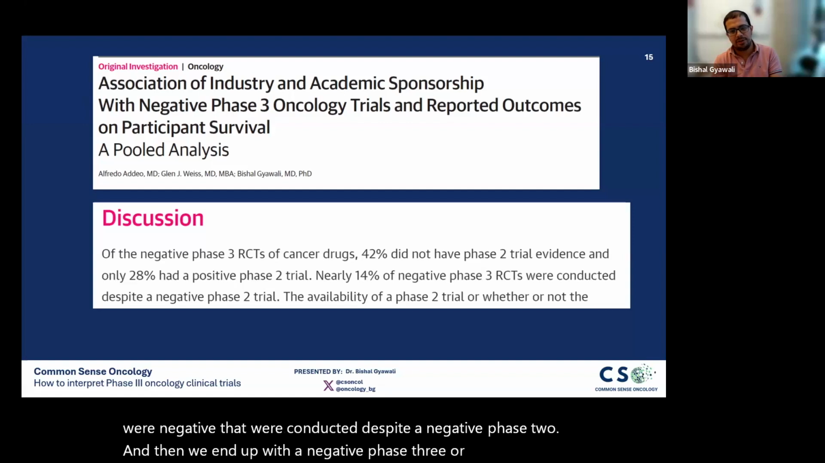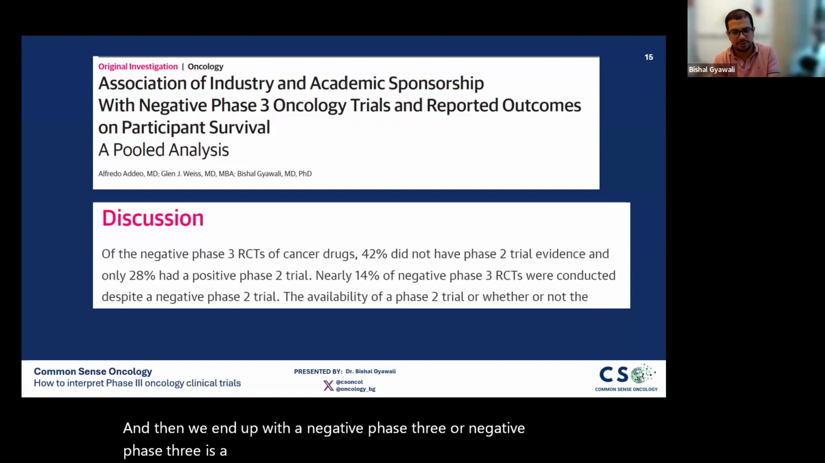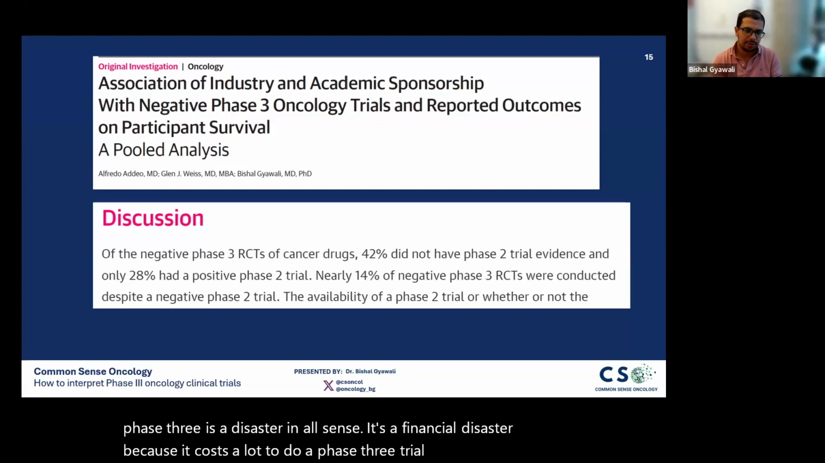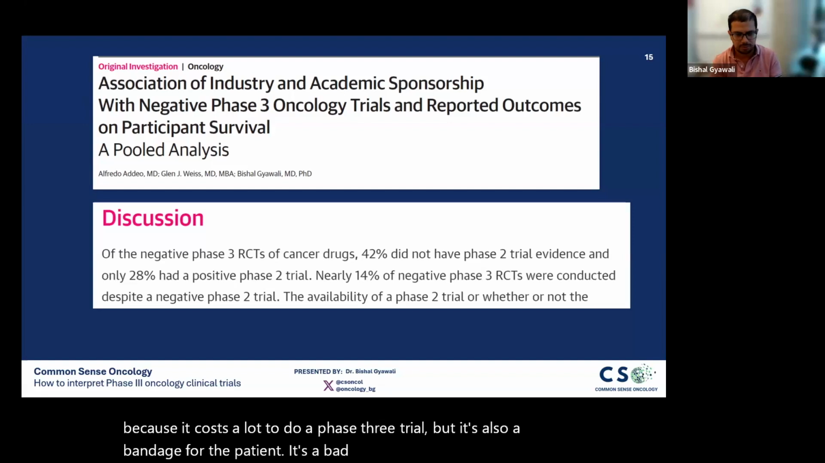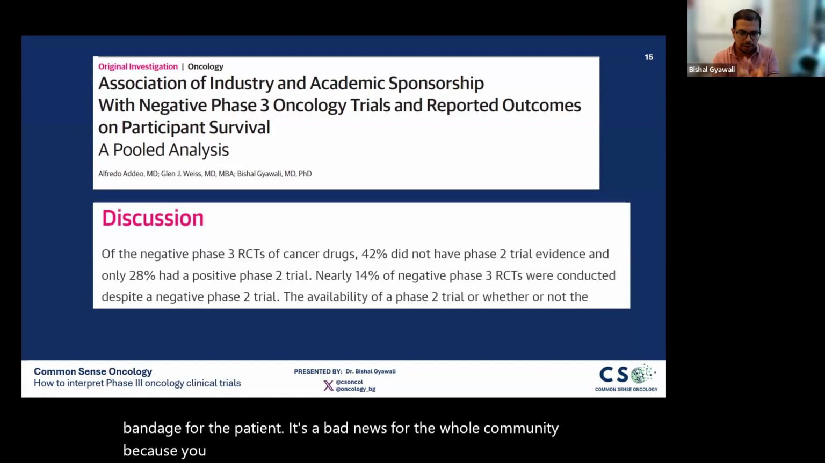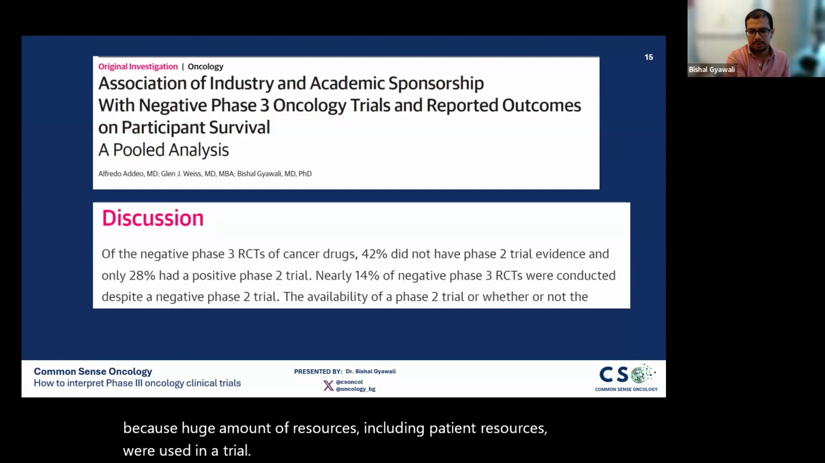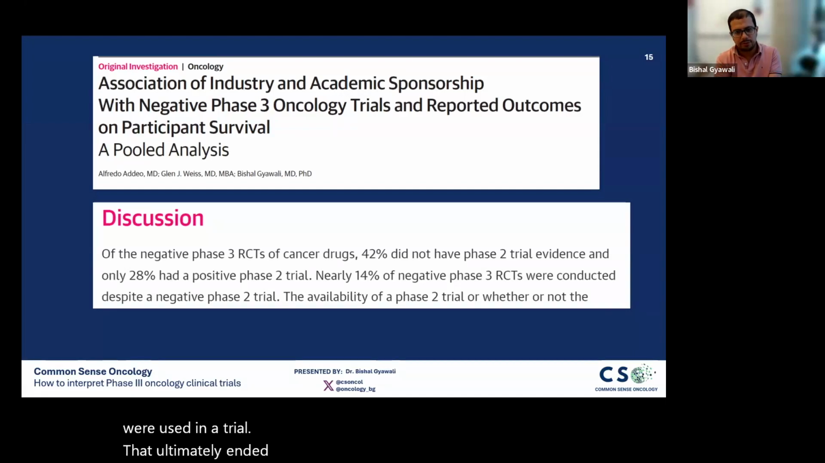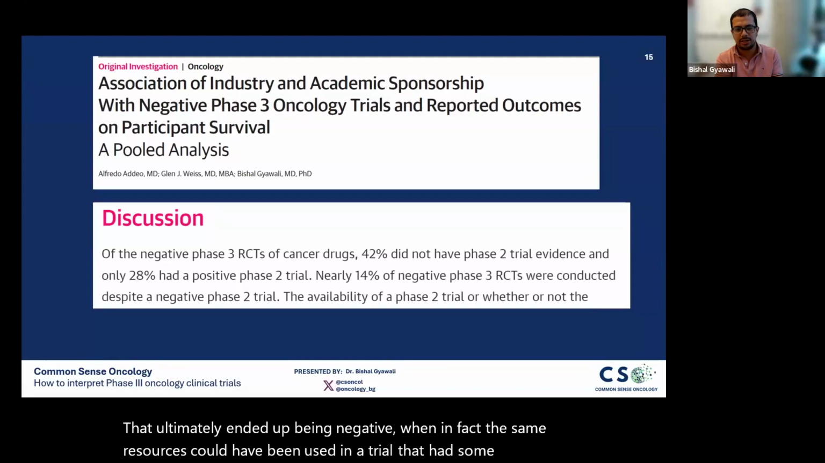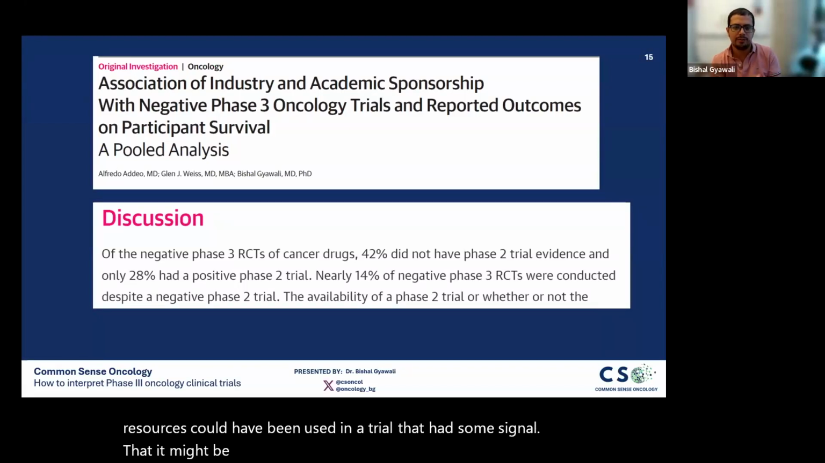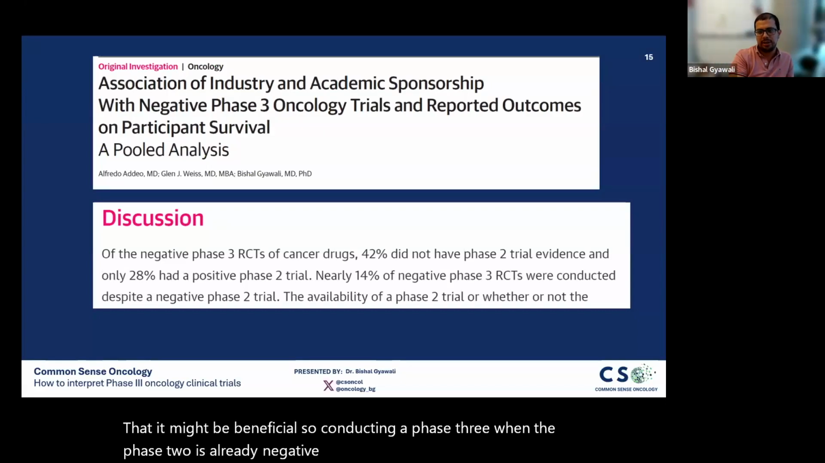A negative phase 3 is a disaster in all sense. It's a financial disaster because it costs a lot to do a phase 3 trial. But it's also bad news for the patient. It's bad news for the whole community because a huge amount of resources, including patient resources, were used in a trial that ultimately ended up being negative, when in fact the same resources could have been used in a trial that had some signal that it might be beneficial. So conducting a phase 3 when the phase 2 is already negative is not the right thing.